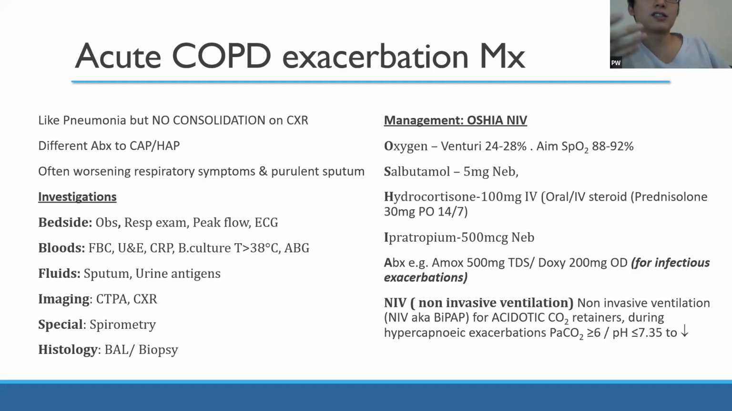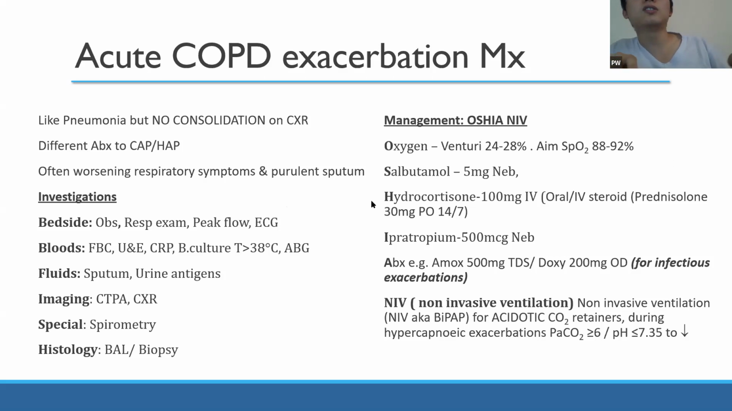And it's kind of similar in terms of you treating it similarly to pneumonias, CAPs, HAPs, in terms of your antibiotics. But with COPD patients, because they're very susceptible to infections, you generally treat them with something a bit different, which treats the atypicals a bit more than your bog standard amoxicillin. So generally, it's a bit of doxycycline for these people. They can often have some worsening respiratory symptoms and some sputum coming along as well.